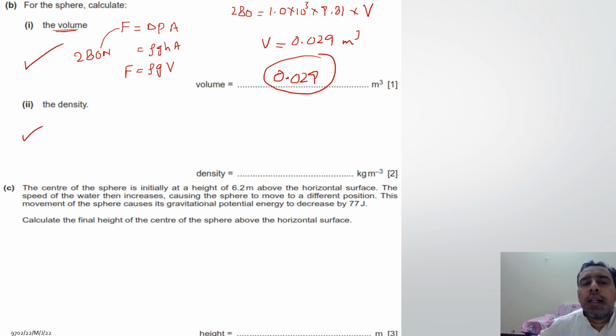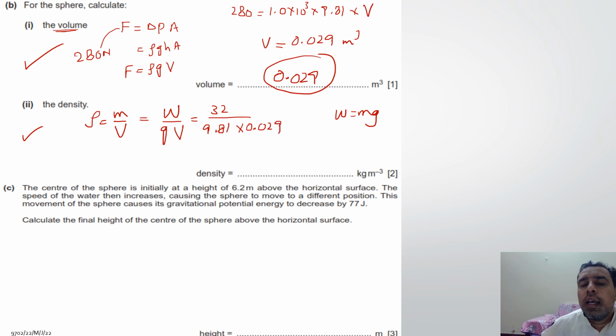So while getting the density, the relation is density is equal to mass over volume, and you know that the volume is given. So to get the mass by using weight, W is equal to mg, then m is equal to W by g, and weight is 32 Newton. It is fixed. 9.81 is also constant, so volume is known, and again by substituting the values, you can get the density is 110 kg per meter cube.